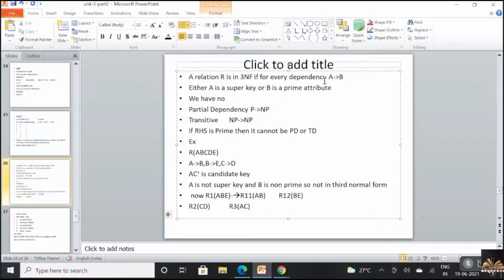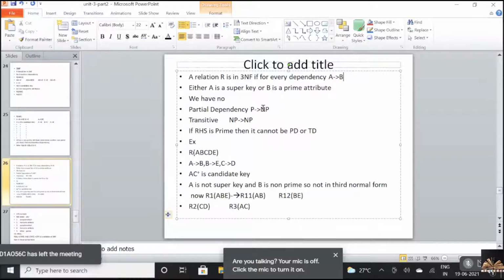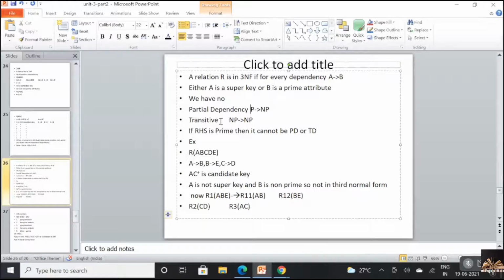Because whenever we have this kind of thing, there is no concept of partial dependency, because in partial dependency a prime attribute is determining a non-prime attribute. And it cannot be transitive also, because whenever a transitive dependency is there, a non-prime attribute is determining another non-prime attribute. But whenever I'm looking at this mechanism of FDs, either the LHS should be a super key or the RHS should be a prime attribute.